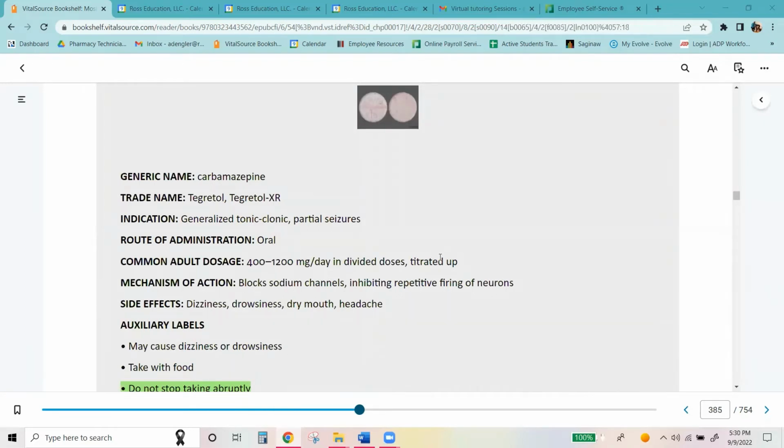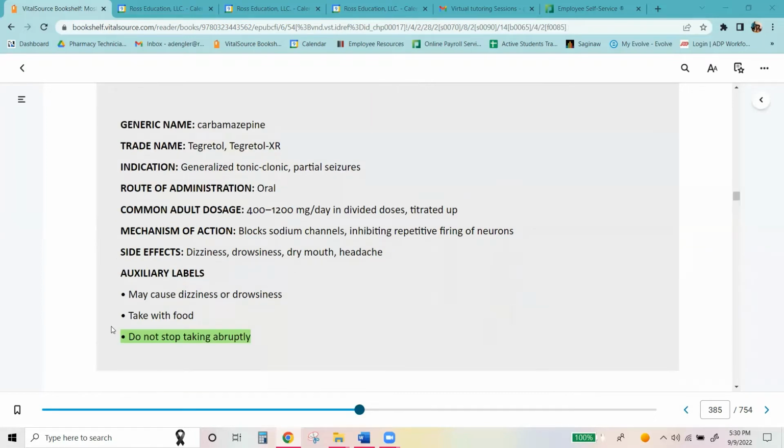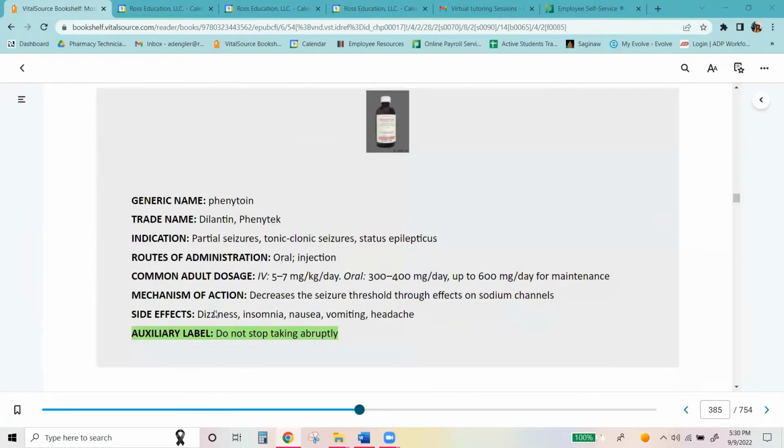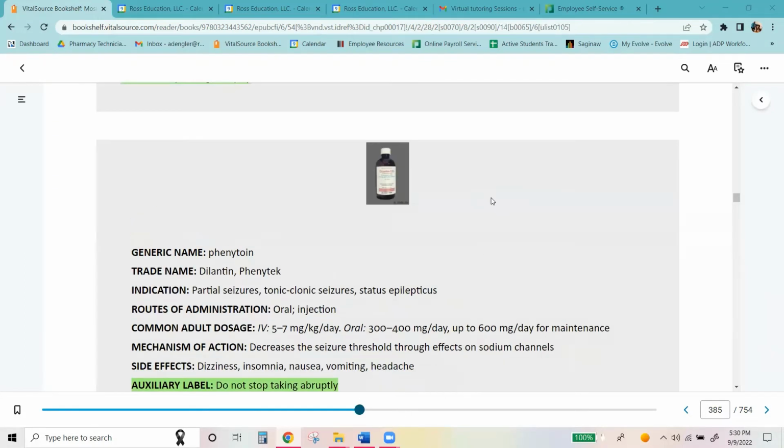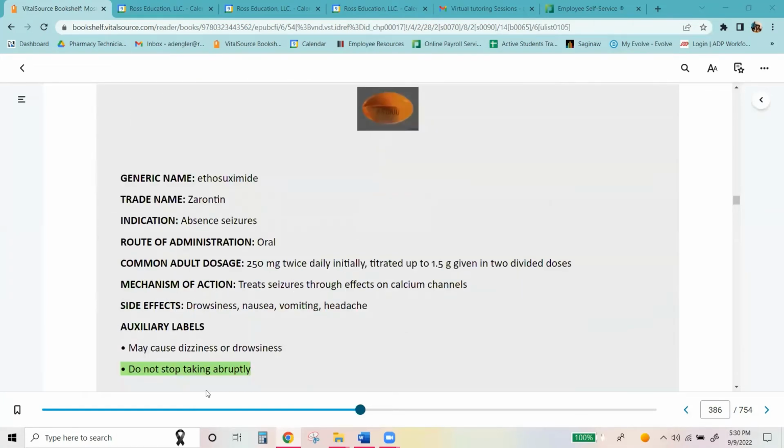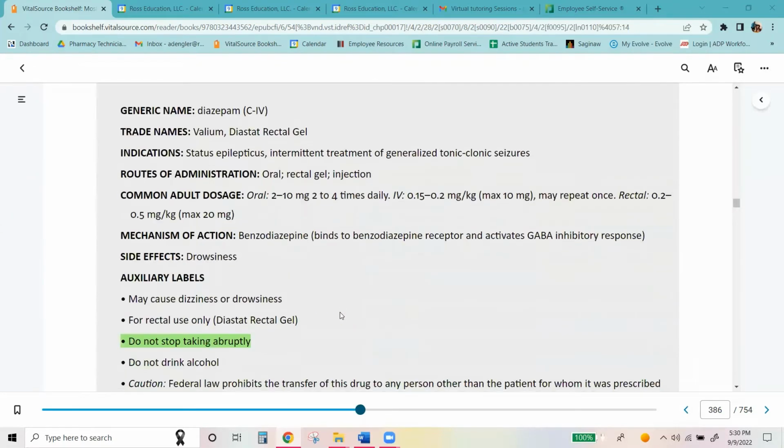So carbamazepine is a pretty popular drug that you see a lot for partial seizures and for generalized tonic-clonic seizures. You see I've highlighted do not stop taking abruptly. And again, for the medication phenytoin, which has a trade name of Dilantin, it says do not stop taking abruptly. So for seizure medications, you cannot stop taking them abruptly. That definitely can bring on unwanted seizures and unwanted reactions and things of that nature.